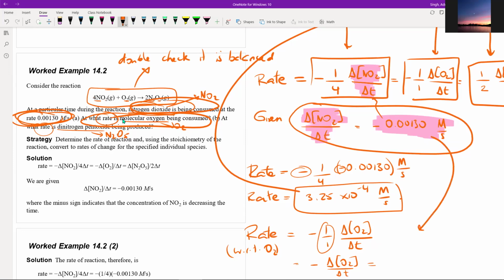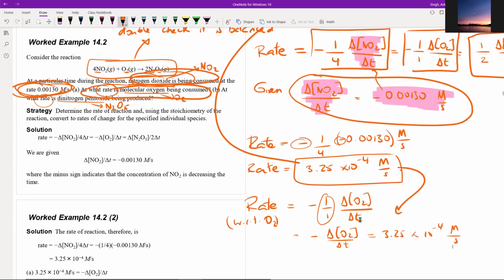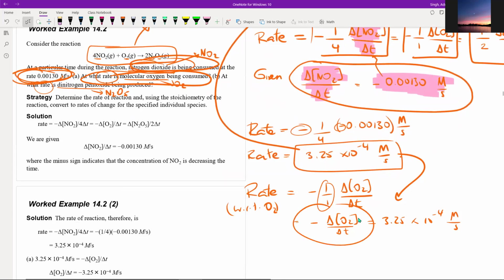I'm sorry, we didn't find that. We found the thing right up there, which is 3.25. That's 3.25 times 10 to the negative 4 molar per second, right? There's nothing to solve for here because that actually is what we're trying to determine. So the negative again means that it's being consumed at this particular rate, which is the rate that we found previously. And that's with respect to the molecular oxygen.